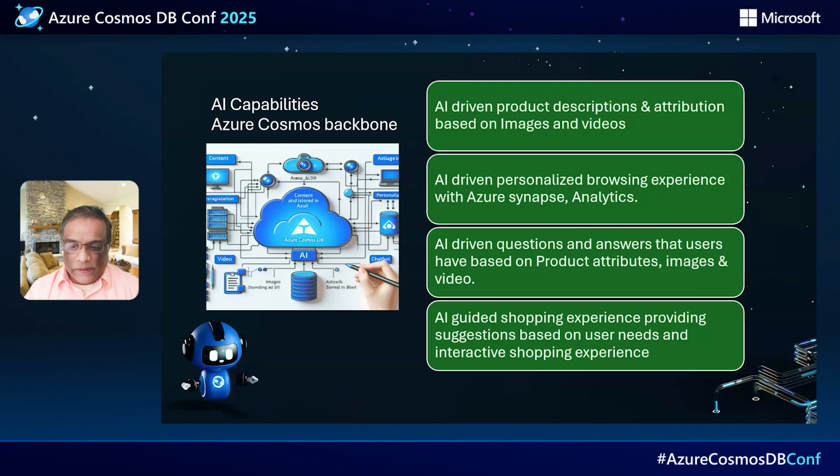And the ultimate goal is to provide an AI guided shopping experience by taking all of this information and driving the information that we have within Cosmos and tying all of these up together to provide a guided shopping experience for all of our users.